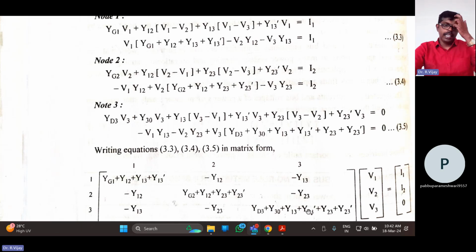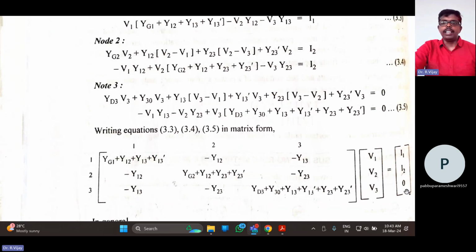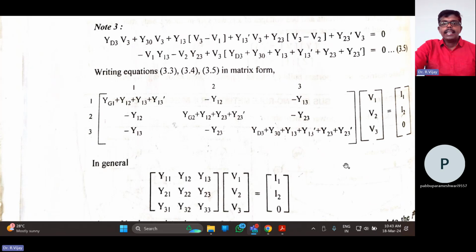Next, V3. From the first node it is minus Y13. From the second node, V3 is minus Y23. And at the third node, you need to write all the terms. This is equal to I1, I2, and 0.